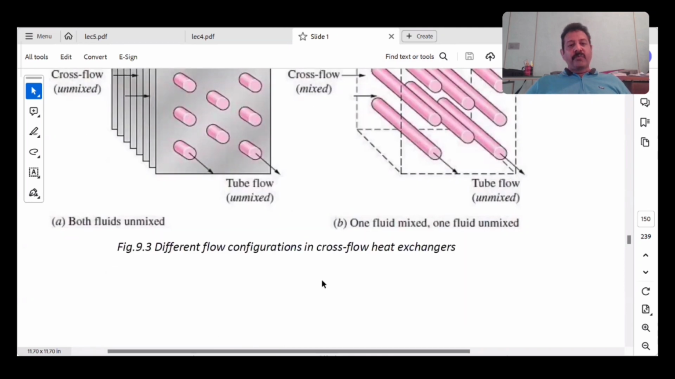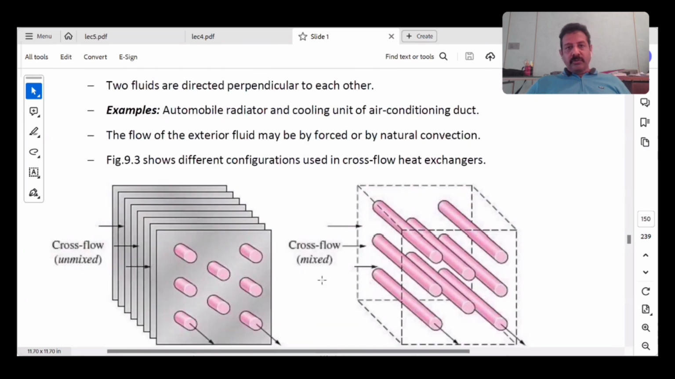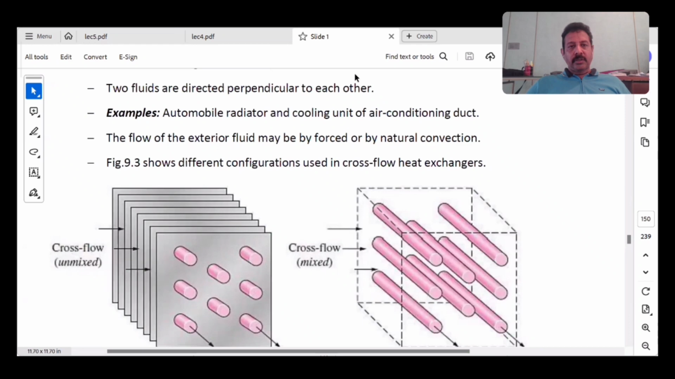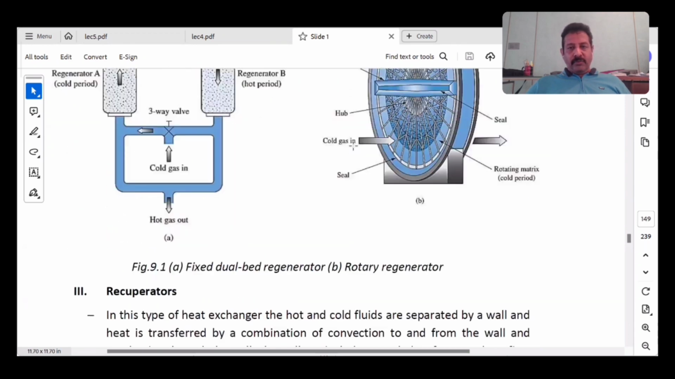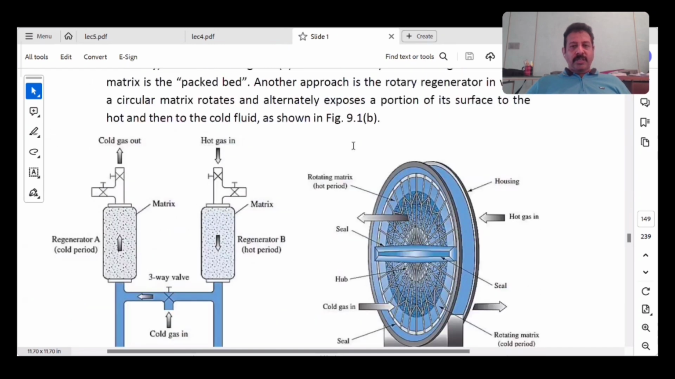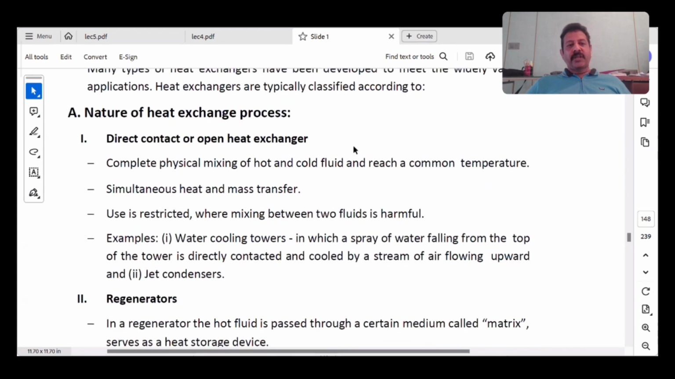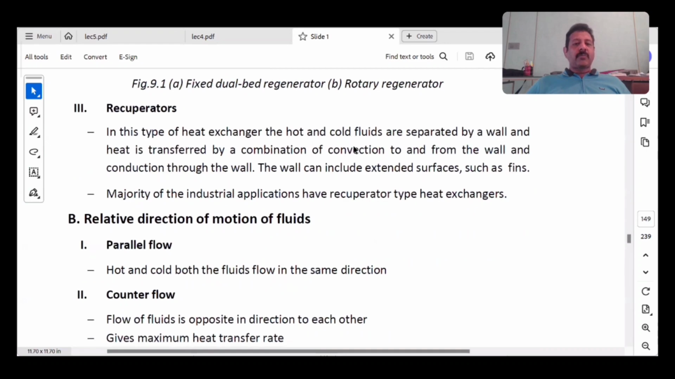Okay. So different flow configuration in a cross flow heat exchanger. So I think less than a minute, right? So this is what we have. We just saw what is a heat exchanger. We are trying to classify heat exchanger based upon the nature of heat exchange process and relative direction of motion of fluid.